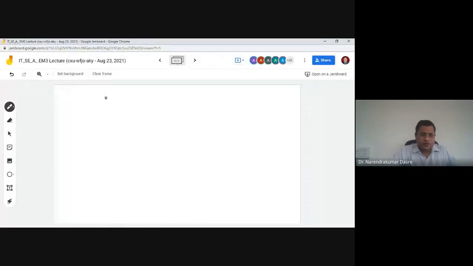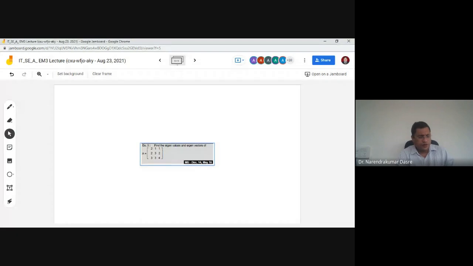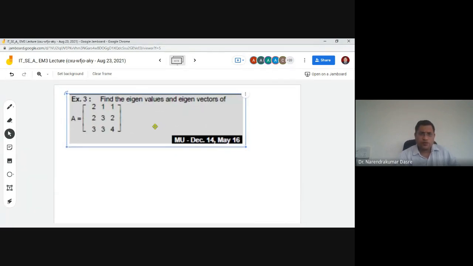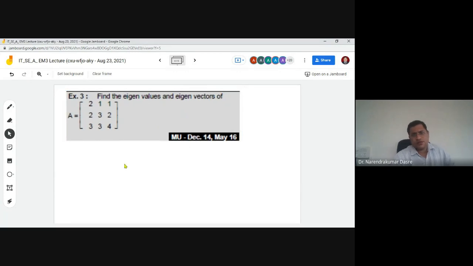So we can think of the next example. We have the matrix now, and we have to find out the eigenvalues and eigenvectors for this matrix. This question was asked in December 14 and May 16, so this is a university question. Now let us try to find out the eigenvalues and eigenvectors of this matrix.